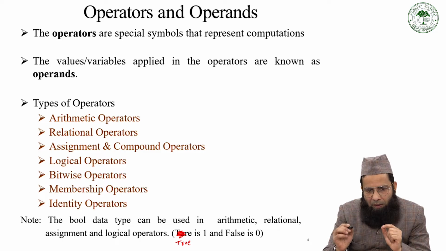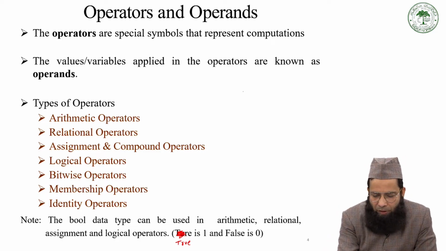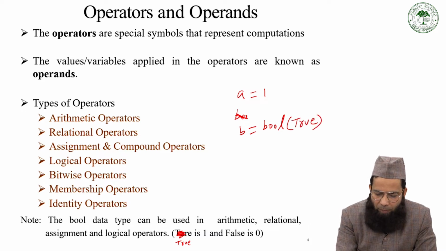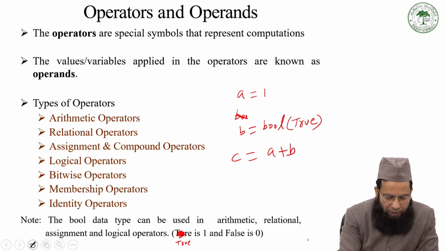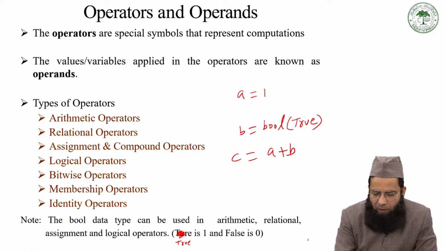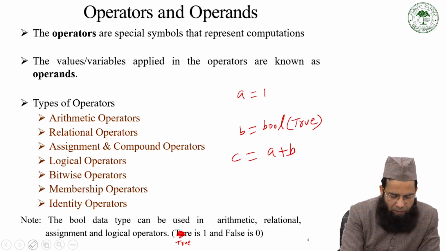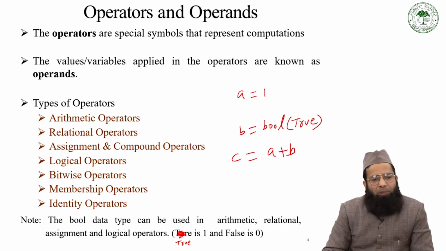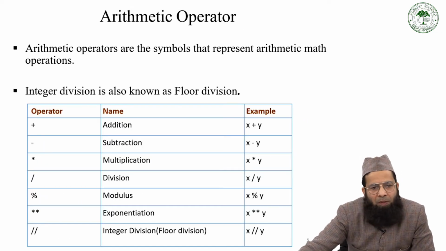So, suppose you are performing a computation where a is equal to 1 and you have declared a Boolean variable b and taken it as true, and you are performing the computation a plus b. True will be treated as 1 and the result would be 1 plus 1, that is 2. So in this way, a Boolean can be treated.